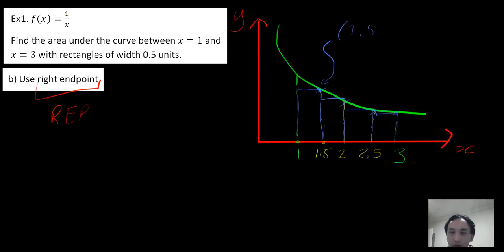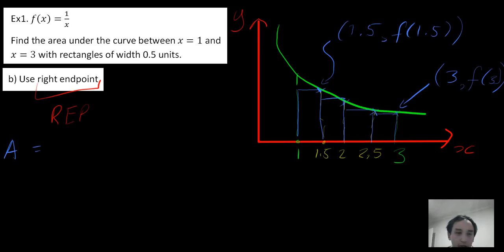So what we actually need to do is start at x equals to 1.5. And all of these points are going to be spaced 0.5 from each other. And we need to note to ourselves that we're ending at x equals to 3, and our y value is f of 3. So when we find our area, this is the width of 0.5, and we're going to multiply it by all of the heights.